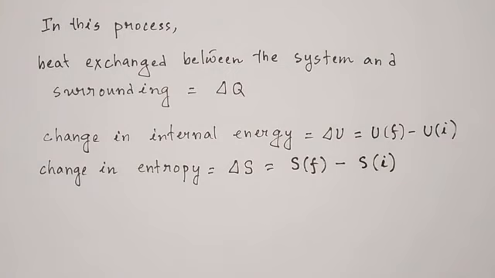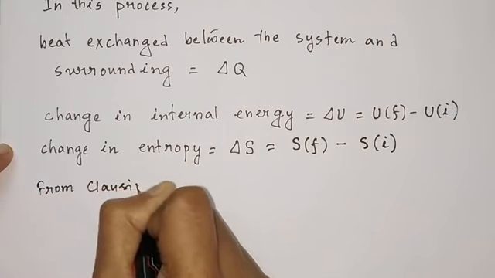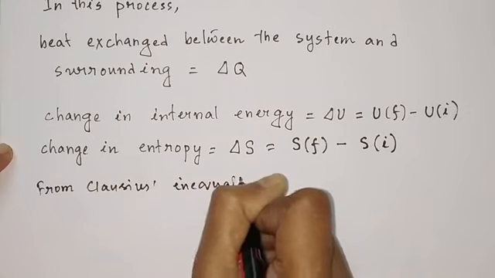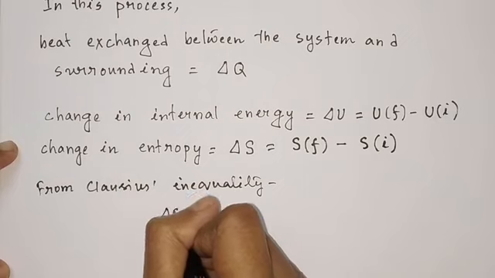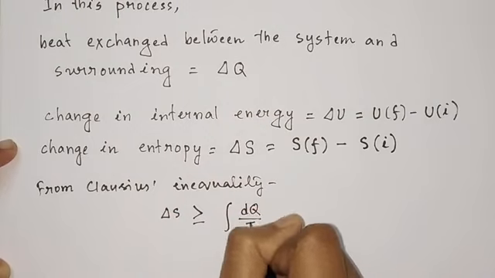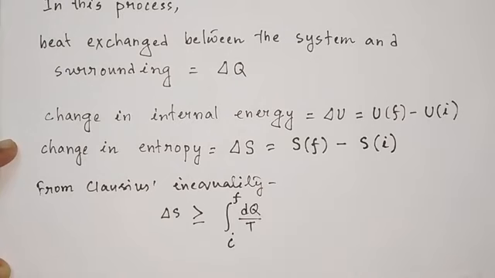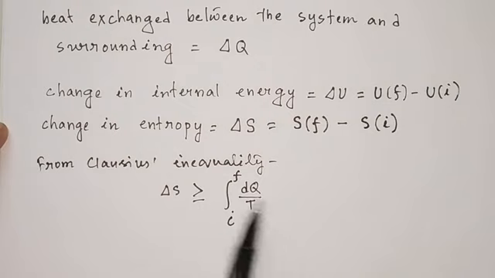Now we will apply Clausius inequality. We know from Clausius inequality that delta S will be greater or equal to the integration of dq by T from initial state I to final state F. So from Clausius inequality we know that the change in entropy for any process delta S is greater or equal to the integral of this quantity dq by T from initial state to final state, where this inequality sign holds for the irreversible process and the equality sign holds for the reversible process.